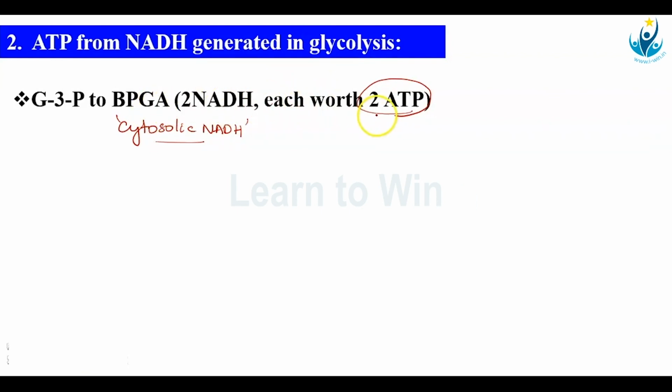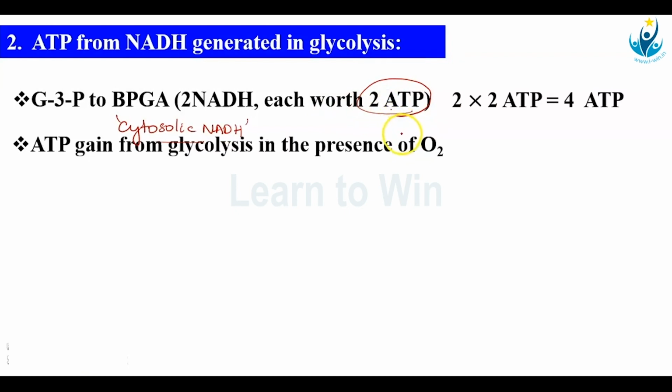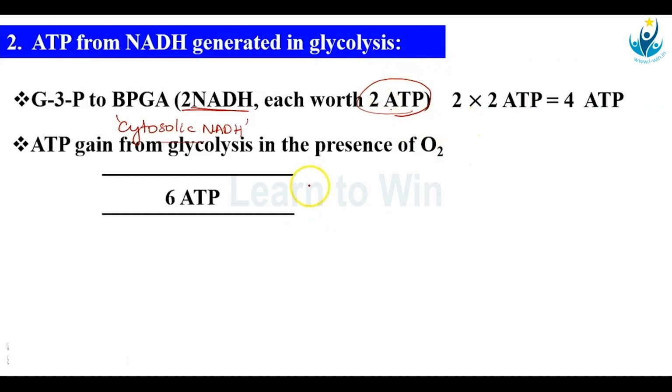So each cytosolic NADH is worth 2 ATP, and as a result, if you are getting 2 NADH in glycolysis, then it will be 2 into 2, 4 ATP. So the entire glycolysis is producing 6 ATP. 6 ATP means what? 4 from NADH and 2 from SLP. So glycolysis is worth 6 ATP. We'll consider it as equation A.